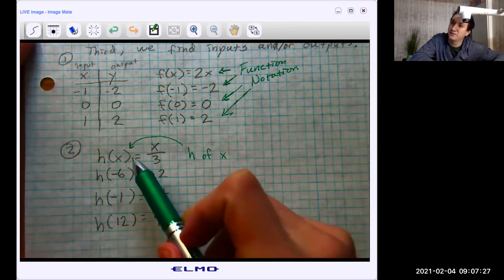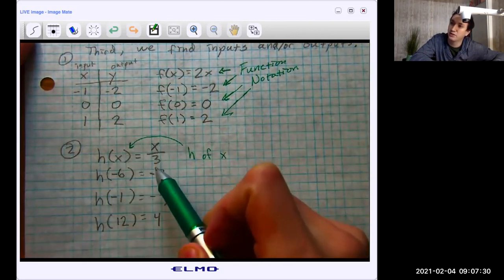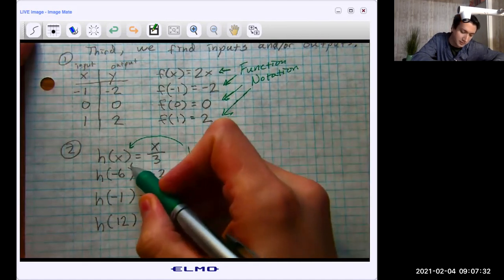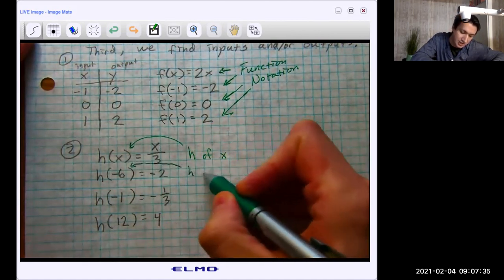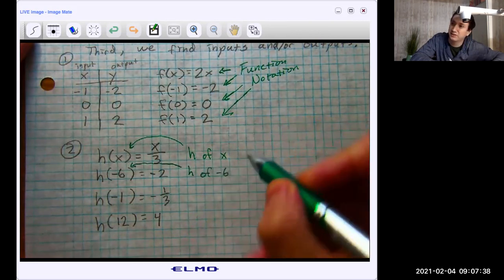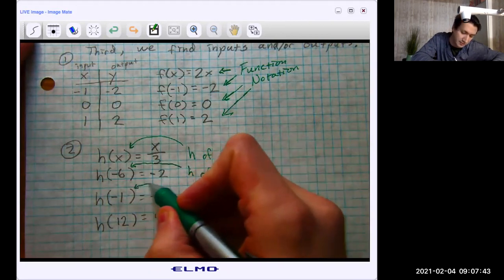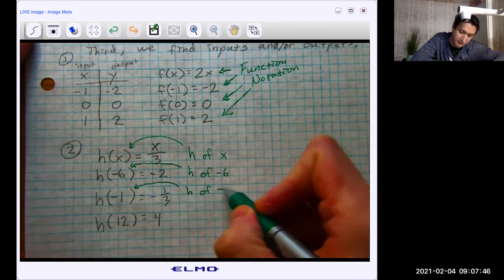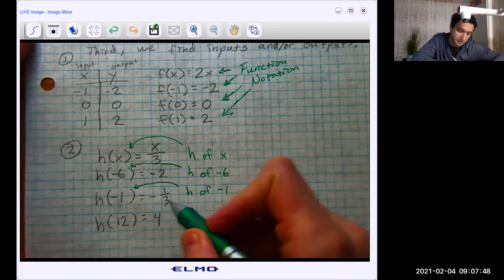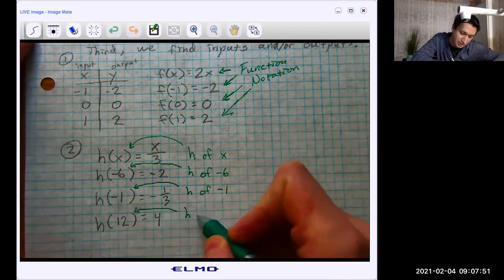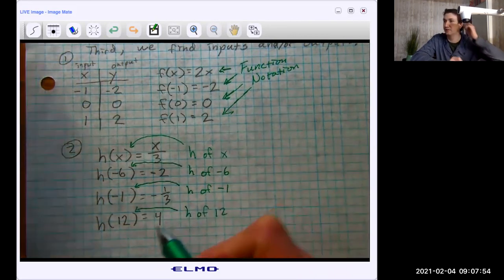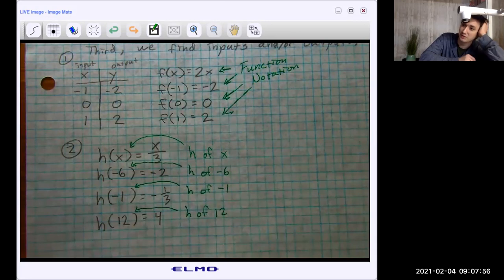So h of x is x divided by 3. Or this one, you read it like this. H of -6 is -2. So this would be h of -1 is -1/3. H of 12 is 4. So function notation gets confusing because of this weird way to write it, because of this weird way to say it. But once you get good at it, it does save you a lot of time and it's really useful.